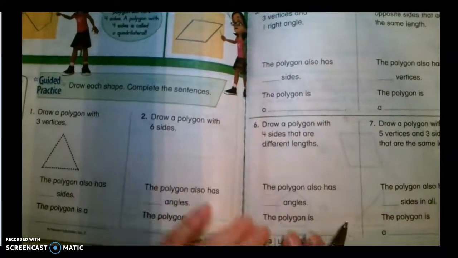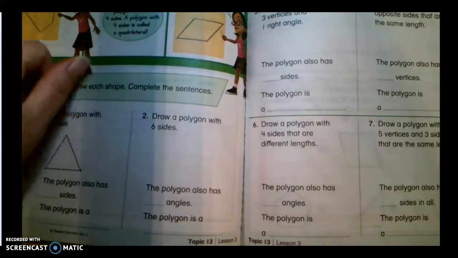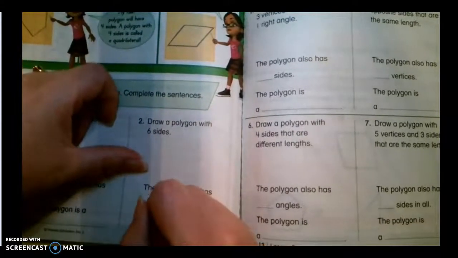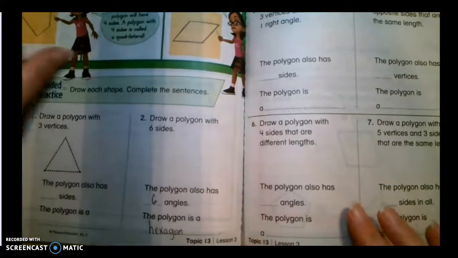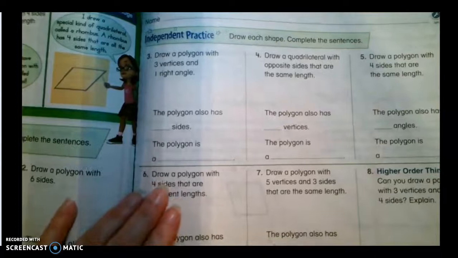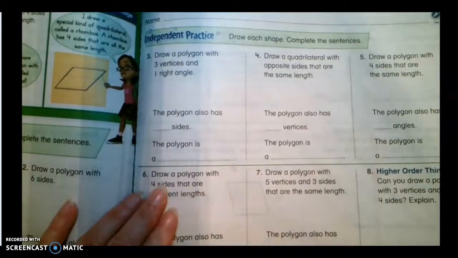Number 2, draw a polygon with 6 sides. That was that last one that I was just playing with, where I was stretching the shape out. Any polygon that has 6 sides is also going to have 6 angles, and it will always be called a hexagon. When you move to questions 3 through 8, we're doing the same exact thing. Remember, if it's a polygon, it's going to have the same number of vertices as it does sides.